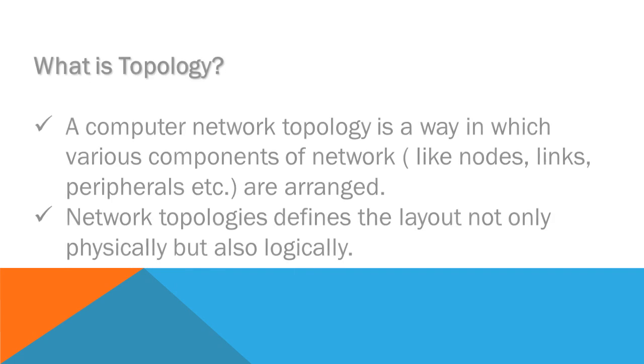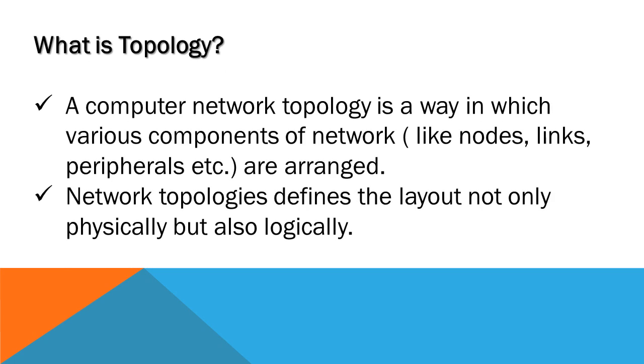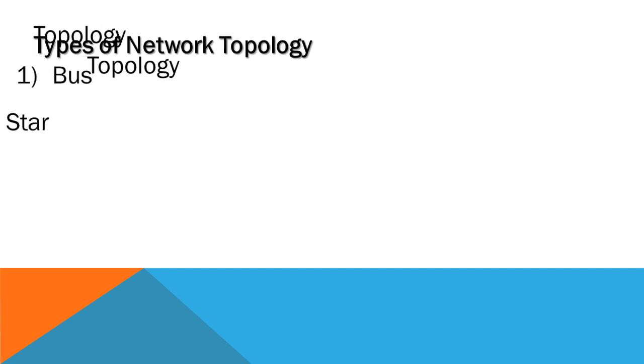What is computer topology? A computer network topology is the way in which various components of a network, like nodes, peripheral devices and links, are arranged. Network topologies define the layout not only physically but also logically. The way in which different systems and nodes are connected and communicate with each other is determined by the topology of the network.